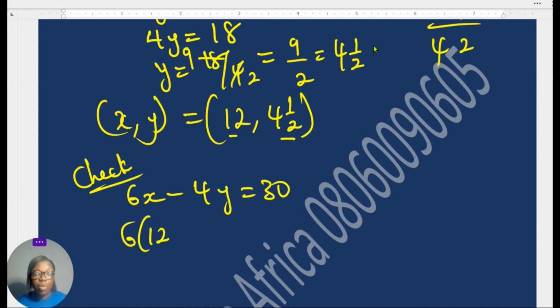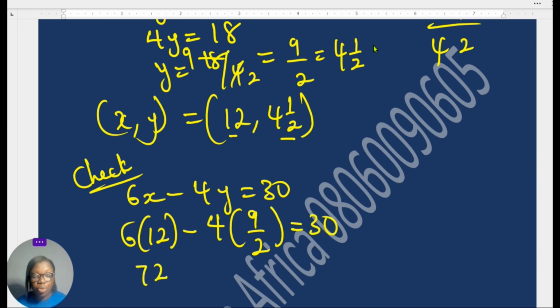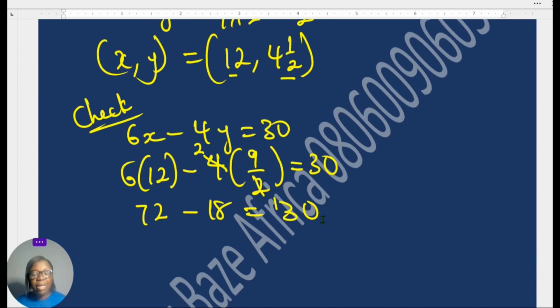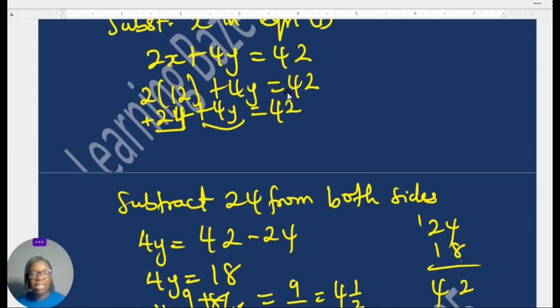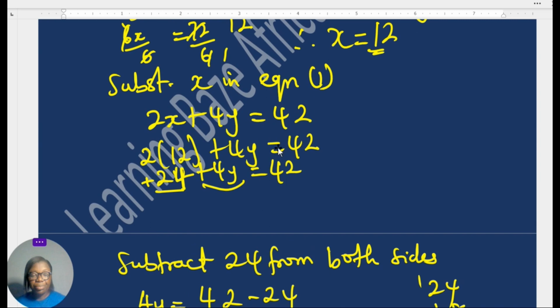So that's 6 into bracket 12 minus 4 into bracket 4.5, that's 9 over 2, equals 30. So 6 times 12 is 72 minus 2 into 2 is 1, 2 into 4 is 2, so 2 times 9 is 18 equals 30. So are we correct? 72 minus 18 will not give us 30. It's not equal to 30, which means there is a problem somewhere. So let's scroll back upward and see where the problem is.